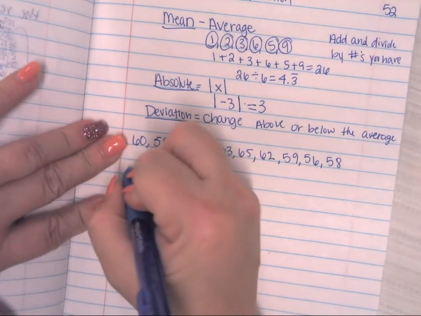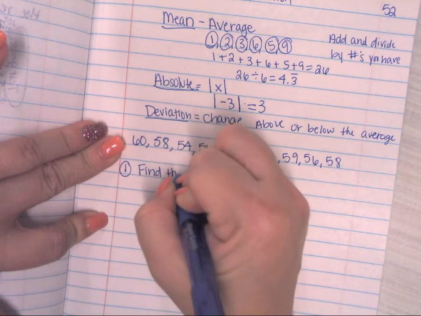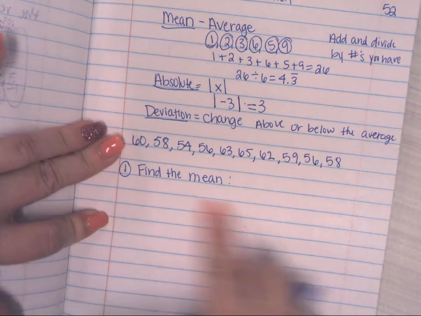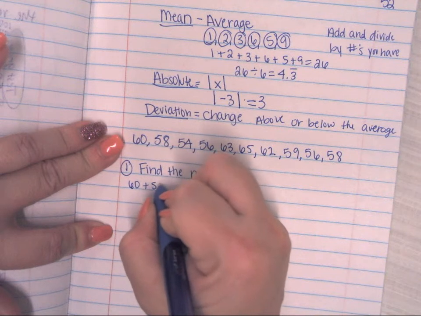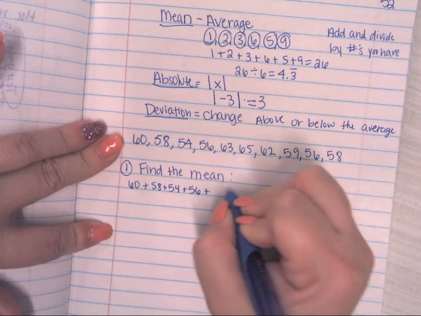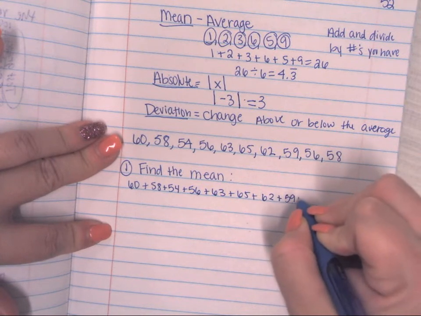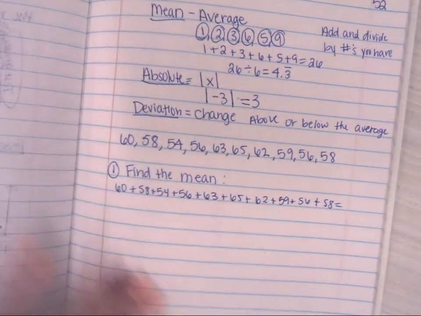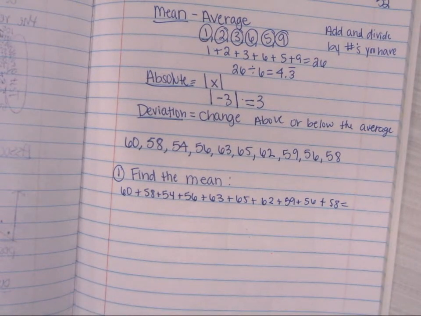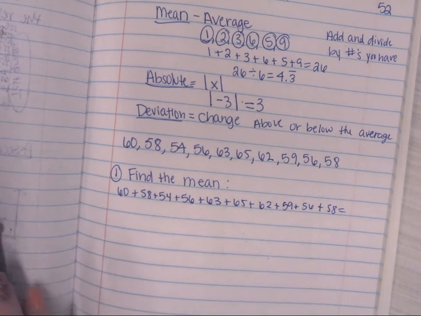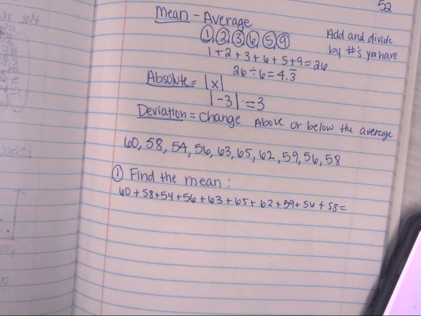So the first thing that we're going to do is find the mean. So we're going to add all of these up. 60 plus 58 plus 54 plus 56 plus 63 plus 65 plus 62 plus 59 plus 56 plus 58 is equal to 591.